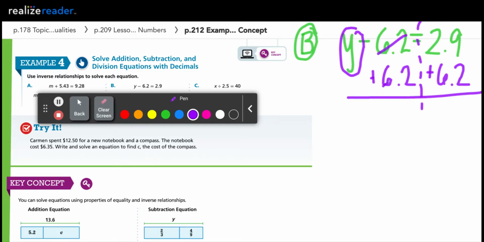Minus 6.2 plus 6.2 is going to equal 0. So all that remains on the left is y. And what does y equal? Y equals 9.1. And if I plug it in to check it, it does check.